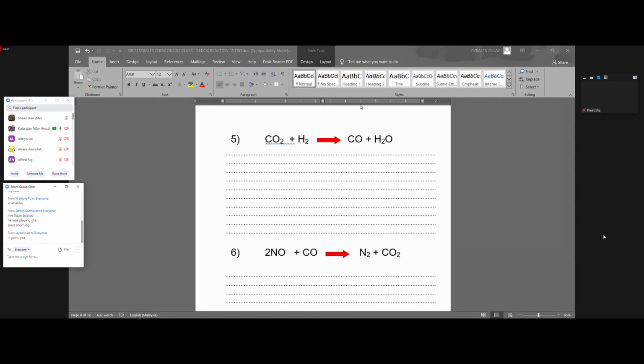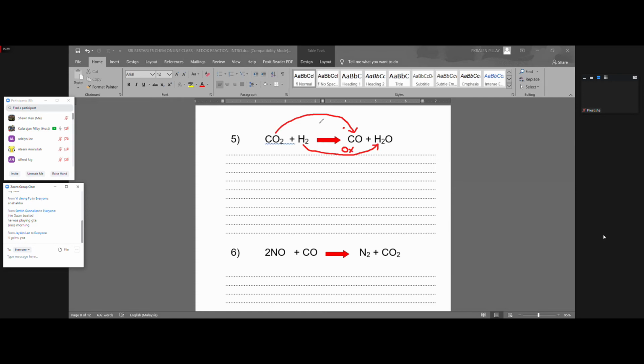Let's try this one. Simple, this one very easy. So this one, H2O, you gain oxygen. So this is oxidation. Wrong, my arrow is wrong. Sorry, I went wrong. Okay, CO becomes CO2. This one you gain oxygen, so this is oxidation. This one you lose oxygen, becomes reduction.